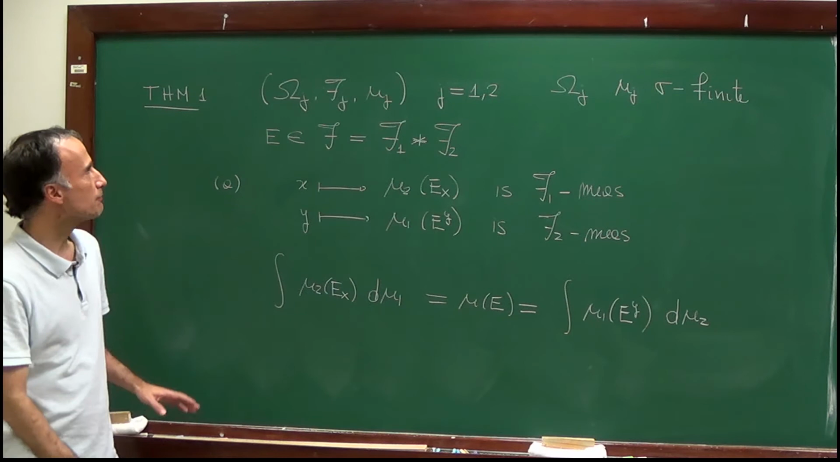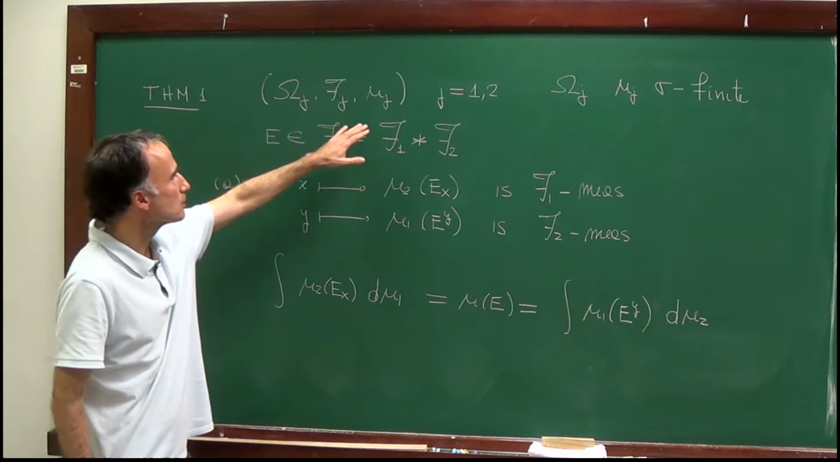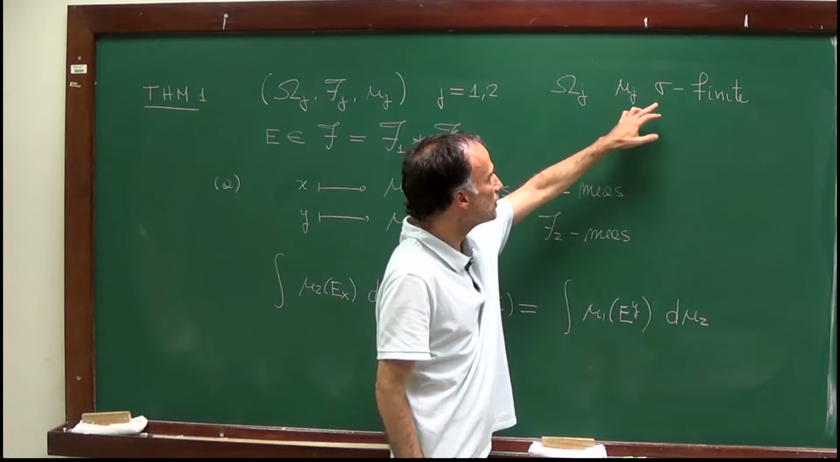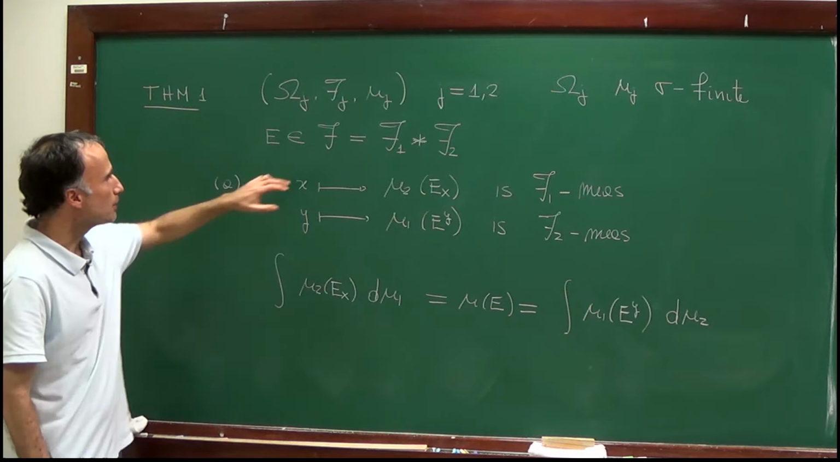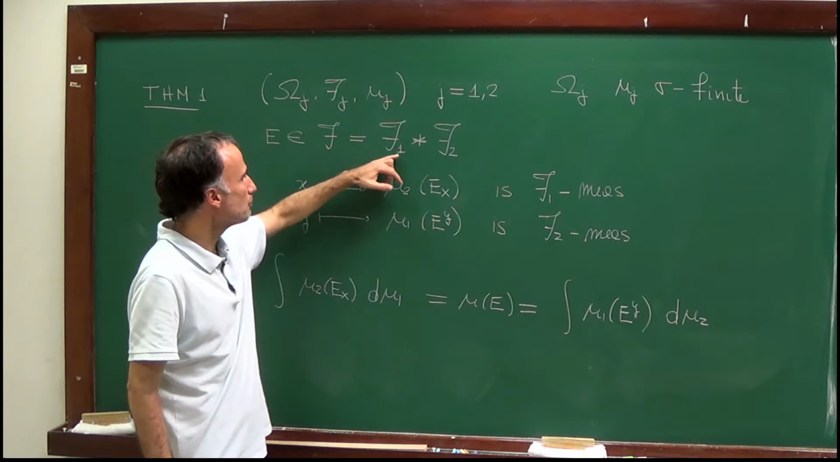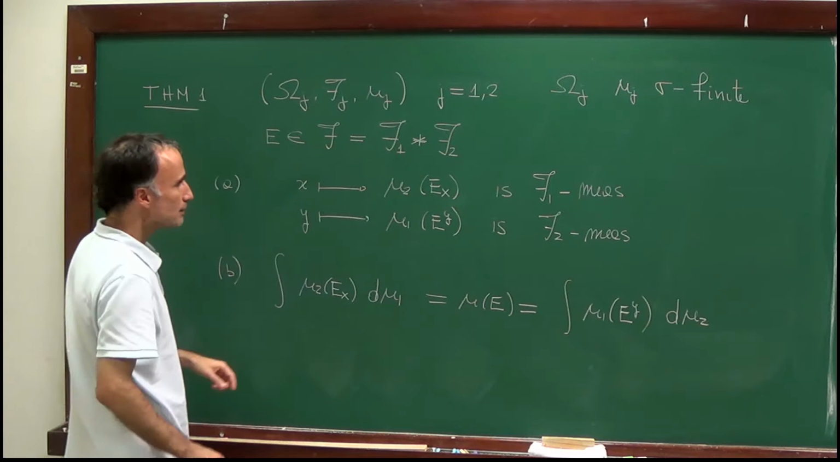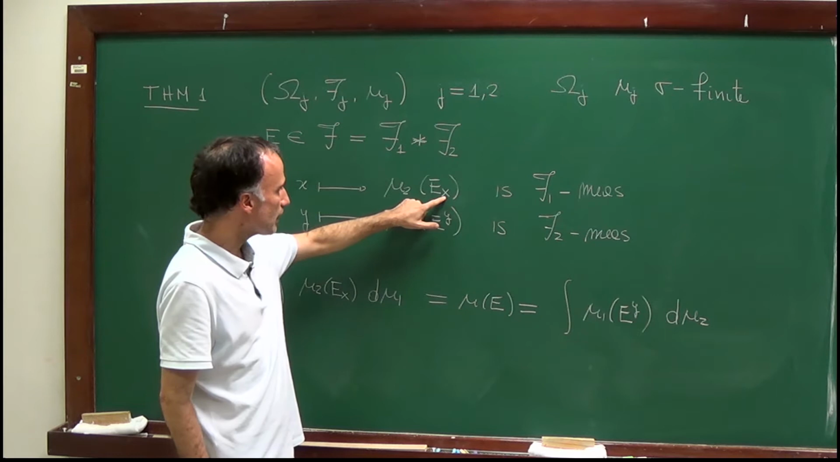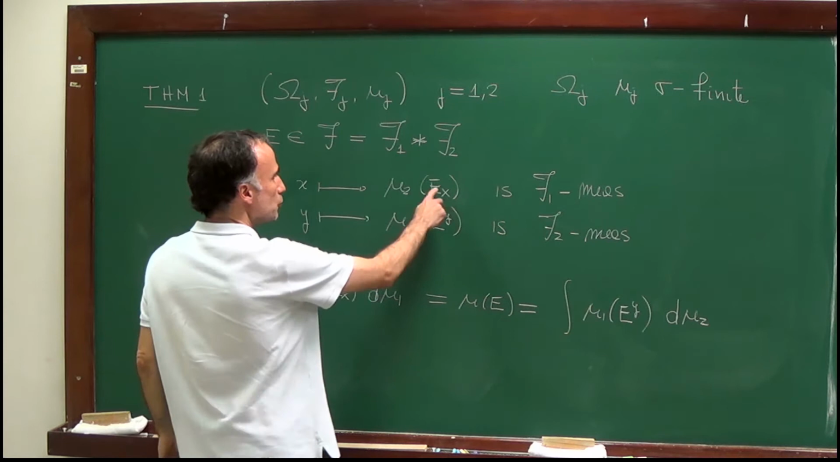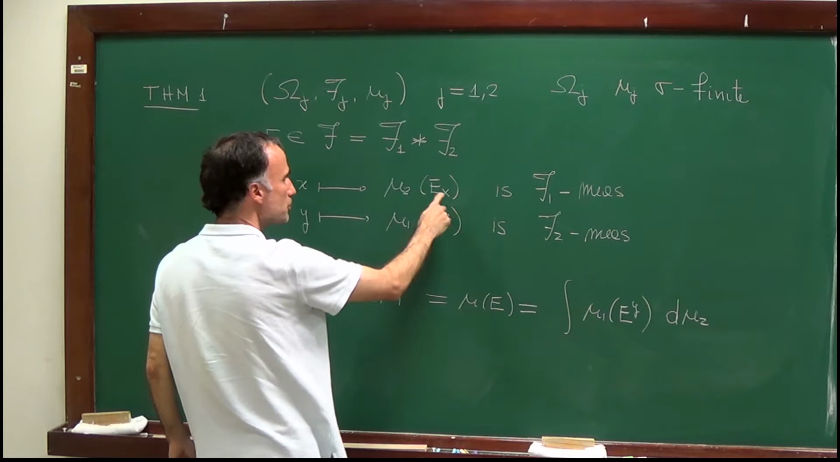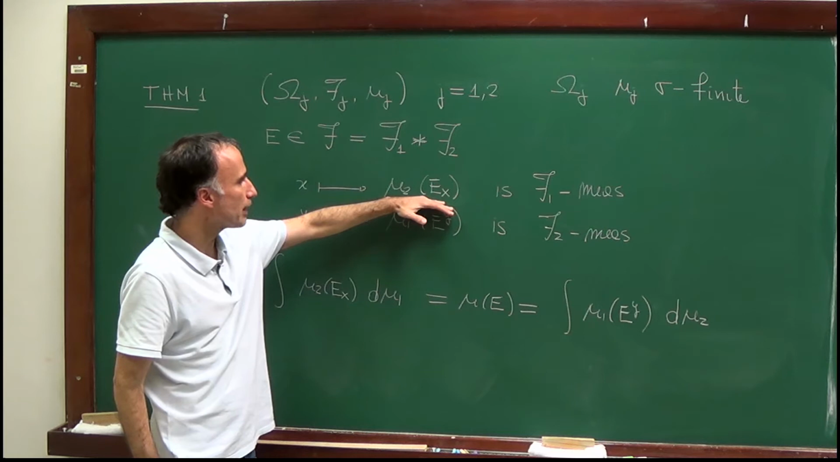So here's the first theorem I want to prove. Remember, we have two measure spaces, and I'm assuming that (omega j, mu j) is sigma finite for j equal to 1 and 2. So the two spaces are sigma finite. And I represent by F the product sigma algebra, which I represented by F1 star F2. Now I take any set E in this sigma algebra, and I claim first that if I represent by E_x the x section of E at x, which we have seen is F2 measurable, so I take its measure, and now I consider this measure as a function of x, then this function, as a function of x, is F1 measurable.